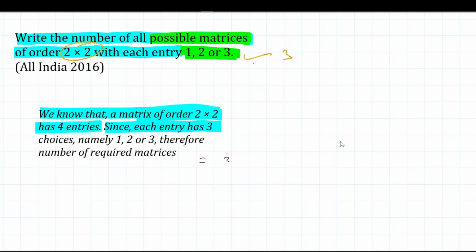It should be 3, which is the number of choices, raised to the power m into n. So that is 3 raised to the power 4. And how much is 3 raised to the power 4? That is 81. So 81 will be the possible number of matrices that we can frame using these 3 entries of the order 2 by 2.